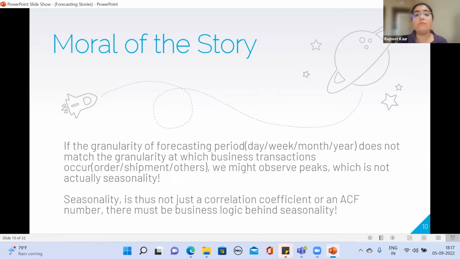One of the most power-packed inputs I have received from one of the CEOs of the companies that I work with is: let's not just look at things from a correlation coefficient perspective, from just statistics, from just a numeric perspective. There has to be some kind of business logic behind that seasonality. For example, autoimmune diseases, by their definition, do not need to peak in winter or dip in summer. There might be certain other medicines which we may take.